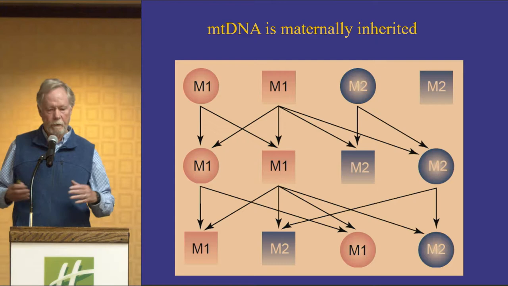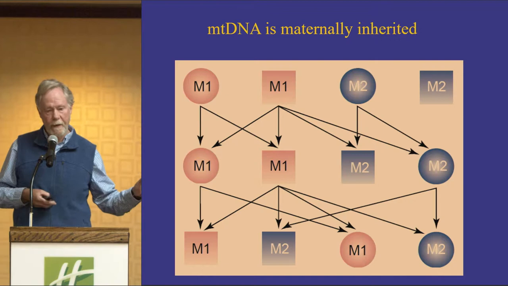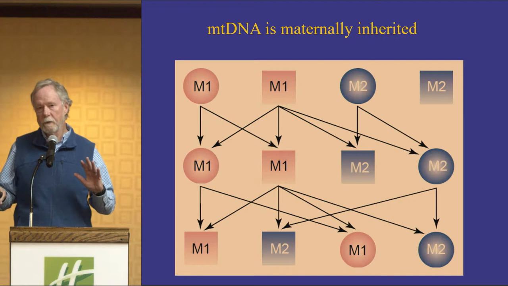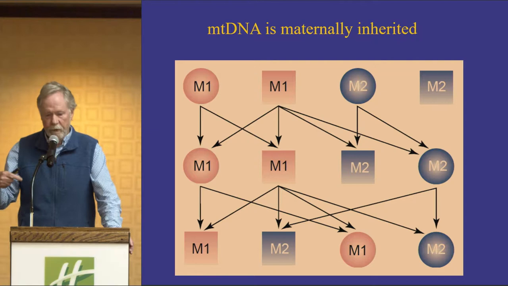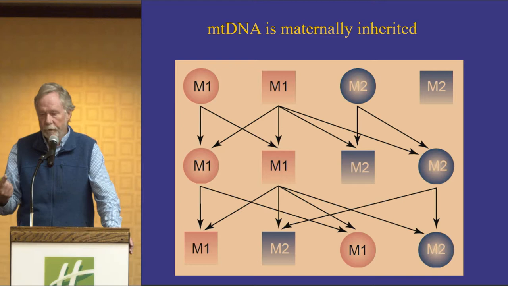In a pedigree, circles are the females and the squares are the males. So in this example, we have two different genetic types of mitochondria, called 1 and 2. If you look at the first generation at the top, and then the next generation, the individuals in that generation have the same mitochondrial genotype as their mother. Their father's mitochondrial DNA has no effect whatsoever. So we get all of our mitochondrial DNA from our mother.